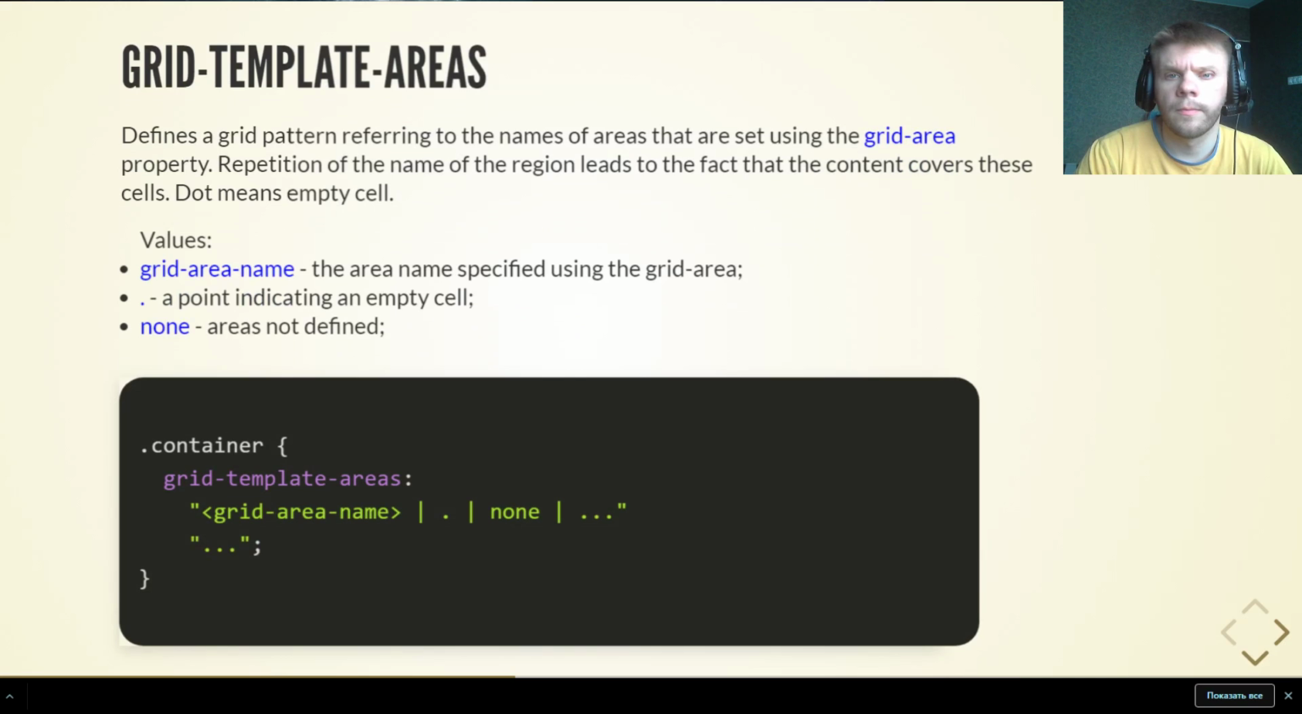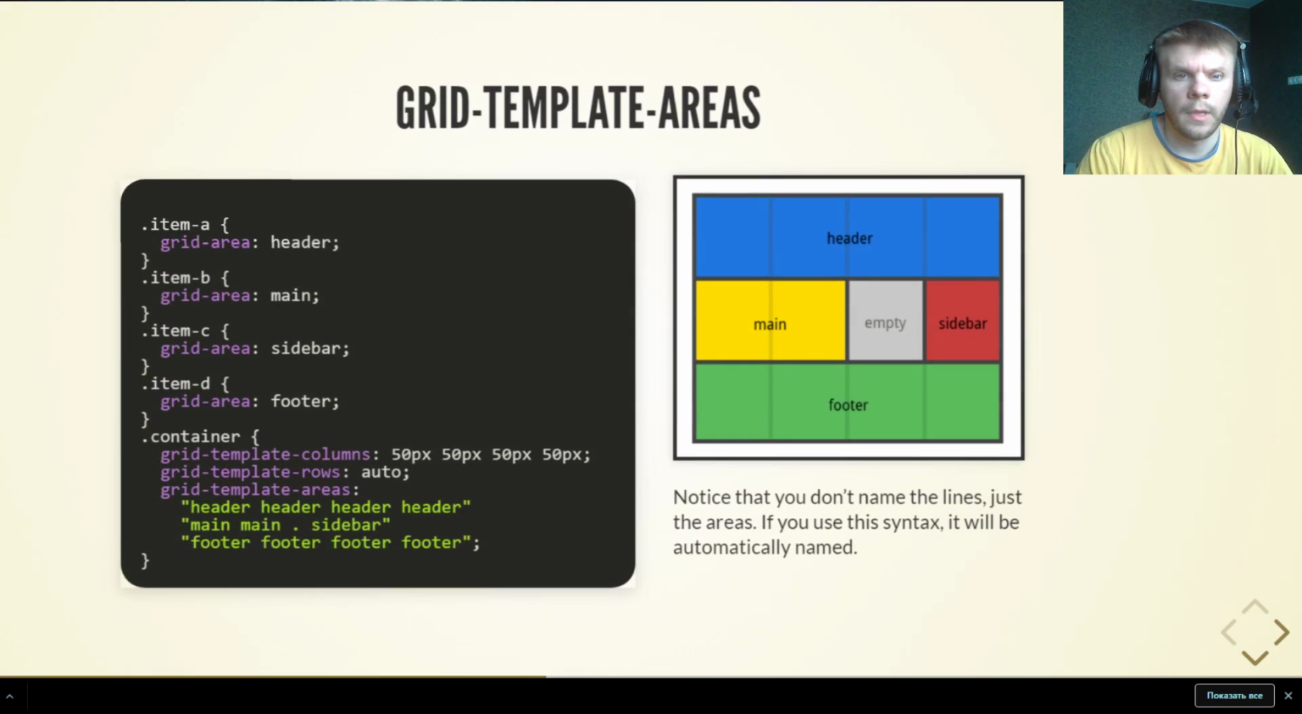Grid template areas defines a grid pattern referring to the names of areas that are set using the grid area property. Repetition of the names of the region leads to the fact that the content covers those cells. Dot means empty cell. Here we see how this code works. Notice that you don't name the lines, just the areas. If you use this syntax, the lines will be automatically named.